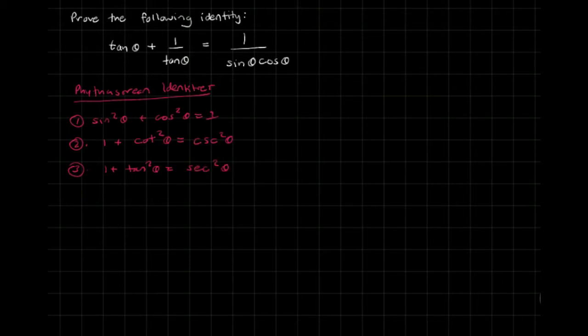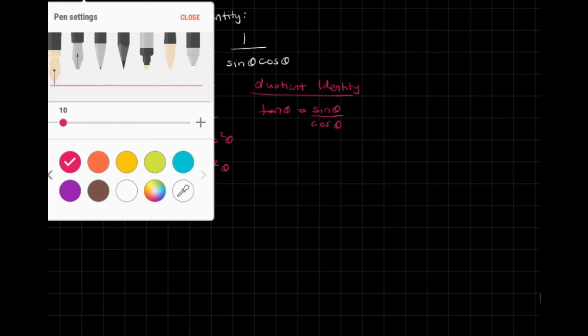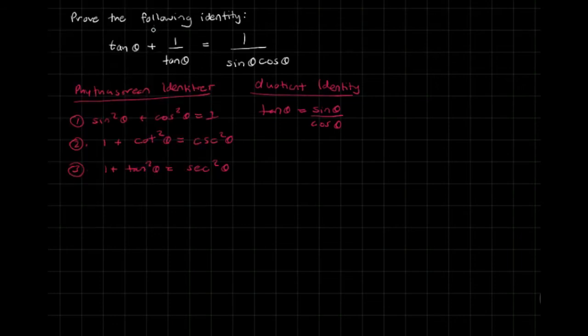Okay, so we also want to include our quotient identity. Tan theta is equal to sine theta over cosine theta. And what I want to work with here is my left side, because it has more terms. That's usually a cardinal rule that I would follow. Sorry, my left side, not my right side. So let's work with my left side.